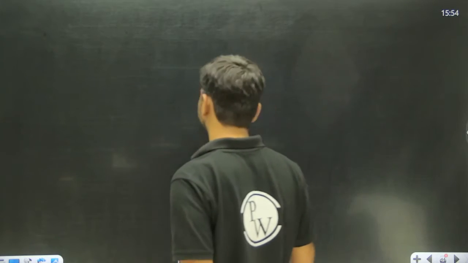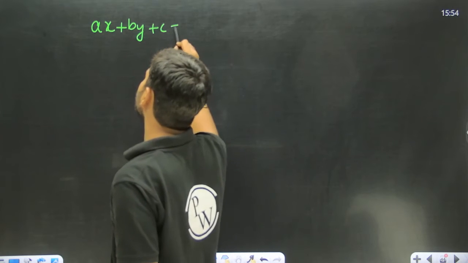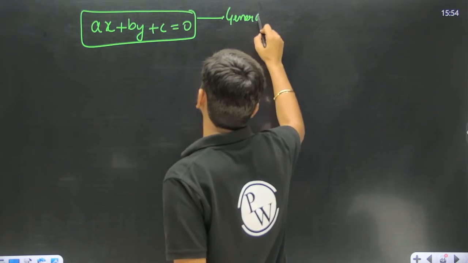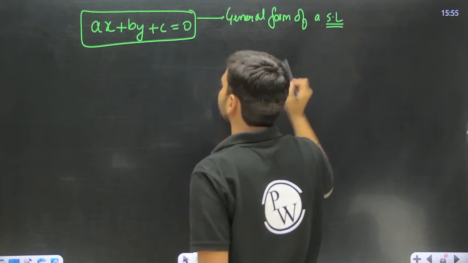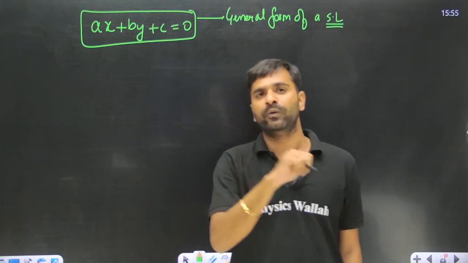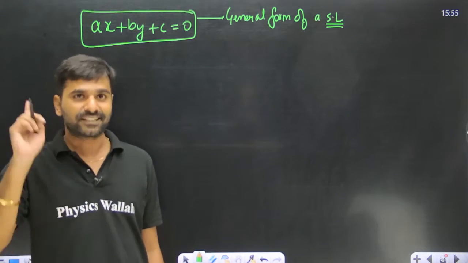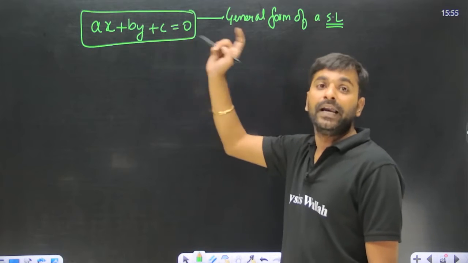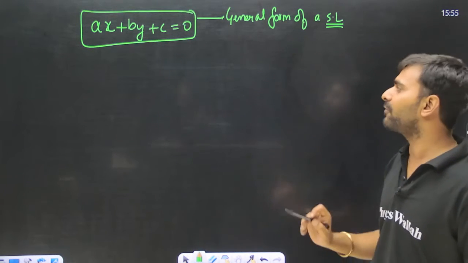Number 2, there are multiple forms of a straight line: ax plus by plus c equal to 0. This is known as the general form of a straight line. You might have studied linear equation in two variables in class 10th. So that is also a straight line only, with two variables x and y, a linear equation. Why? Because the powers of x and y are equal to 1. So this is the general form of a line.